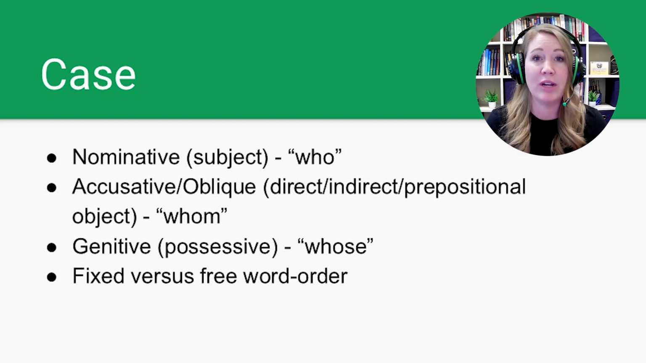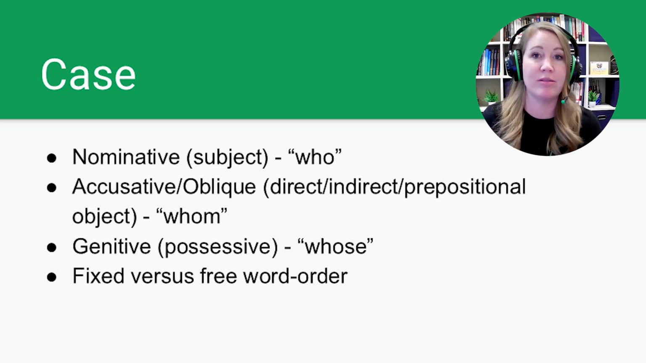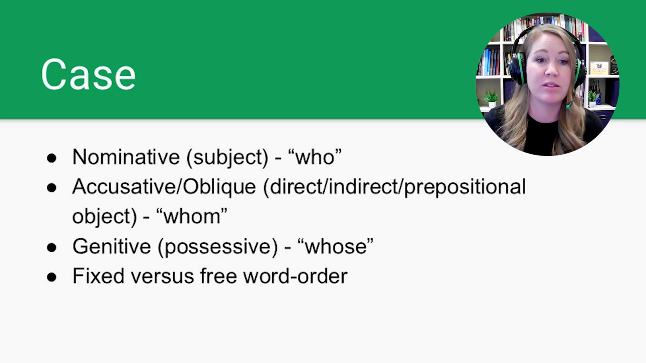There are generally three cases in English that are morphologically distinct: nominative, accusative, and genitive. First, the nominative case. This is the subject case, represented by the pronoun who. For example, in the question, who did this? The word who is in the nominative case because it serves as the subject. Again, we're using pronouns because it's hard to tell with nouns. They're not marked for case, but we can see it by testing with pronouns, okay?